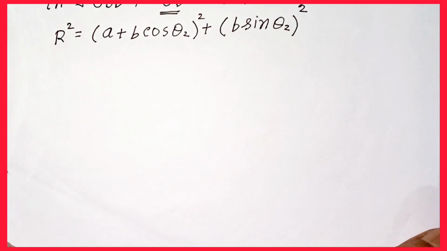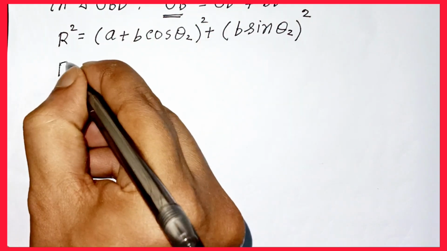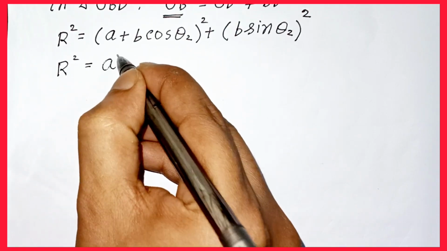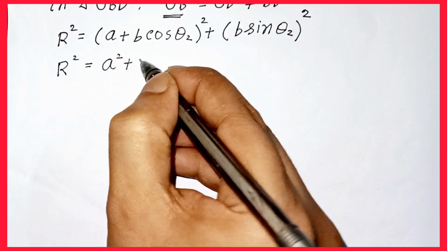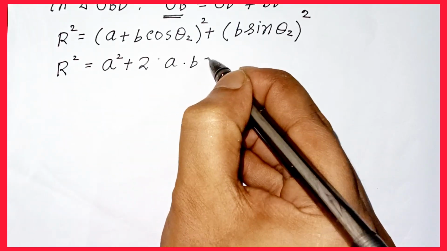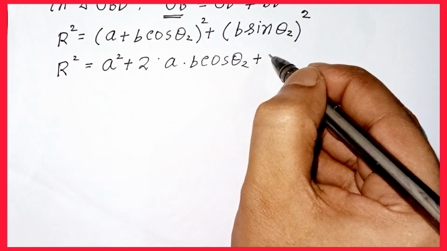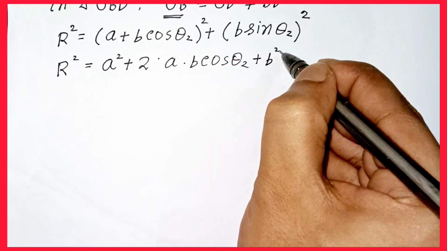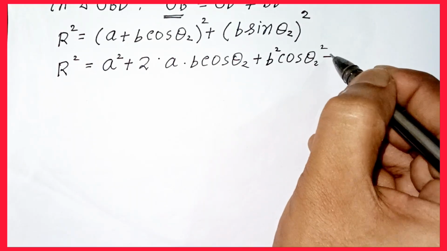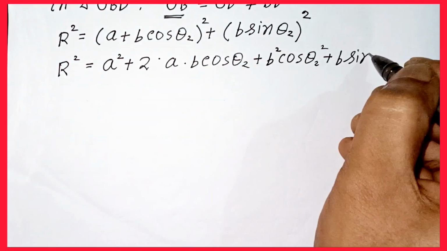R square equal to, this is the (x plus y) whole square formula, that is x square plus 2xy plus y square. So R square equals a square plus 2 into a into y, meaning b cos theta 2, plus y square. Y square means b square cos square theta 2, plus b square sin square theta 2.